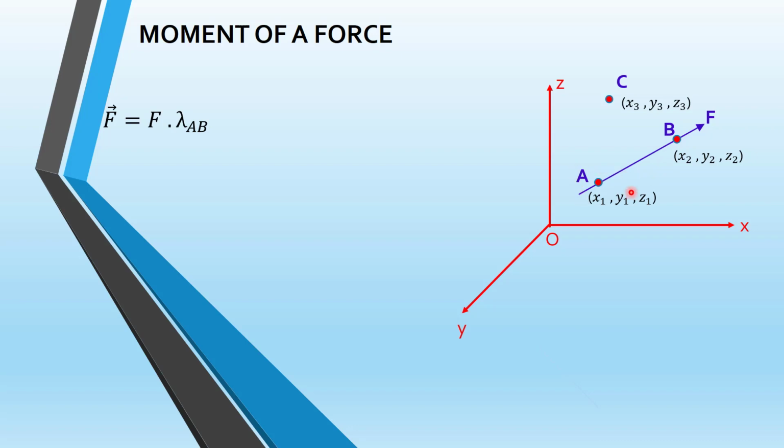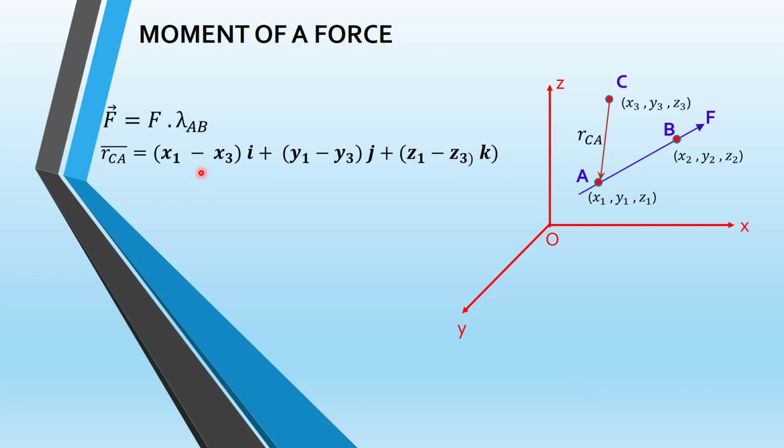So, we need to find the position vector CA. In our case, C will be the originating point and A will be the final point. So, we need to find the position vector RCA. How will you find out the position vector RCA? That will be equal to (x1 minus x3) i plus (y1 minus y3) j plus (z1 minus z3) k. So, this is the position vector RCA.